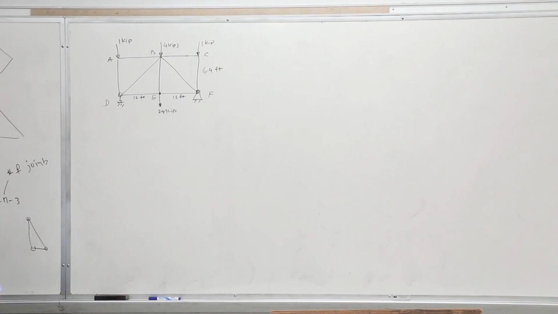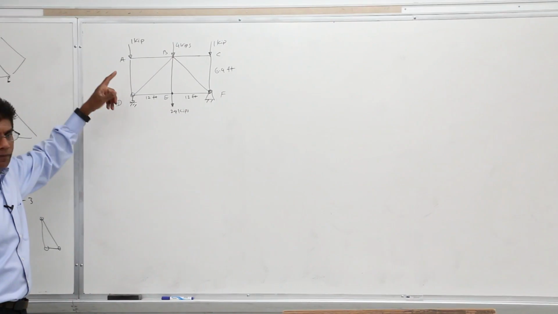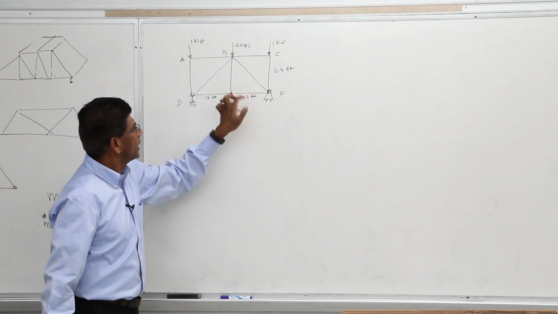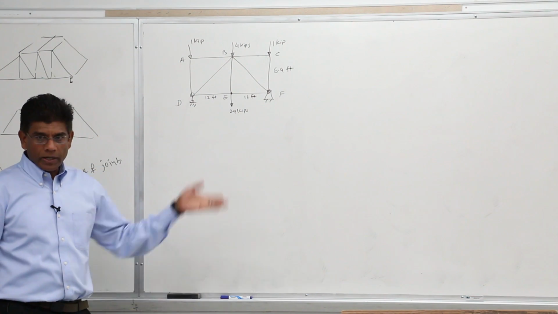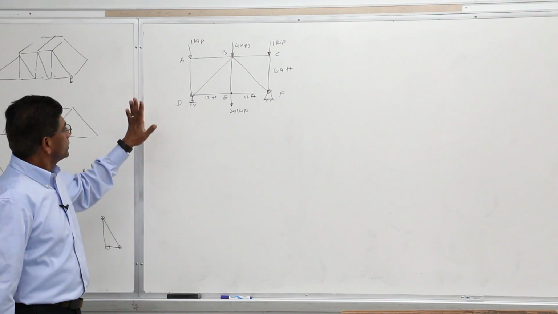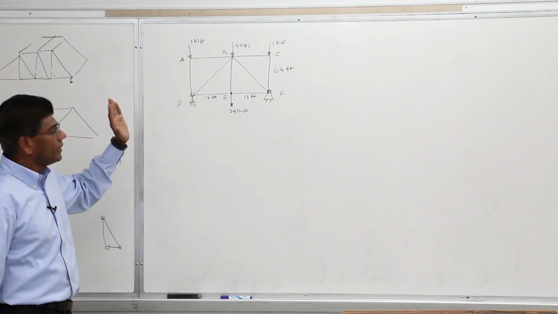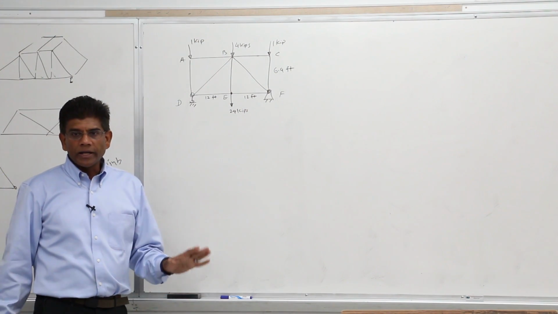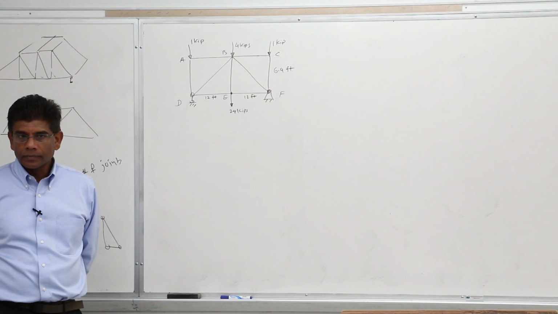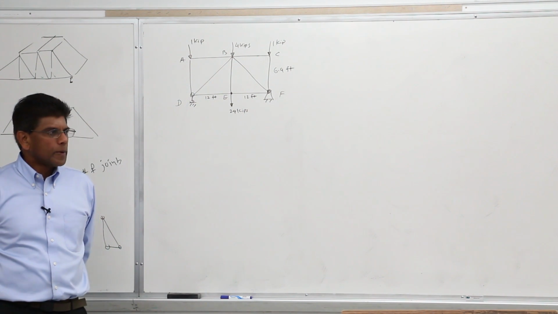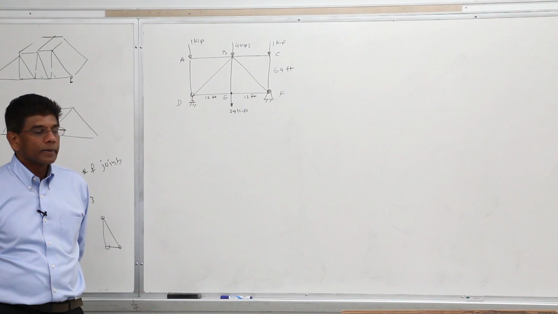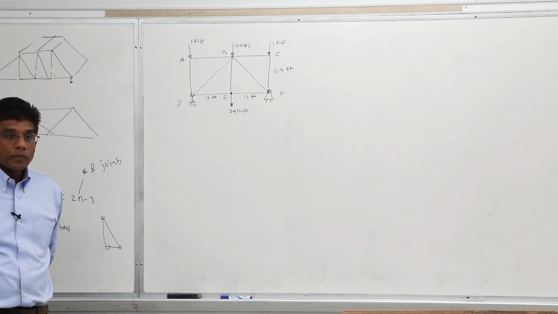Here's a structure. You can count the number of links or number of beams. 1, 2, 3, 4, 5, 6, 7, 8, 9, right? Count the number of joints. The question is, given this truss and the information shown here, find the member forces. Everybody with me? Where do we start?